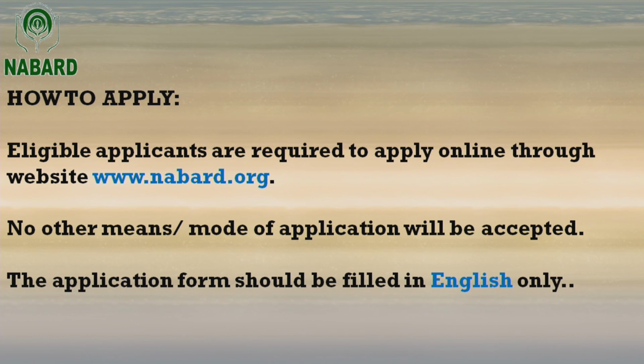The next PPT says how to apply. देखिए, अगर हम बात करते हैं कि हमें अप्लाई कैसे करना है तो फर्स्ट ऑफ ऑल गो थ्रू www.nabard.org. इफ यू आर अप्लाइंग दिस पर्टिकुलर पोस्ट तो आपको nabard.org जाना होगा, वहां पर आपको फॉर्म भरना होगा. नो अदर मीन्स और मोड ऑफ एप्लीकेशन विल बी एक्सेप्टेड. द एप्लीकेशन फॉर्म शुड बी फिल्ड इन इंग्लिश ओनली. तो ध्यान रखिए वे सभी स्टूडेंट जिन्हें अगर कोई प्रॉब्लम होती है फॉर्म भरने में तो वो अपने साथ किसी को लेकर जाएं ताकि वो उस फॉर्म को कंप्लीटली अच्छे तरीके से फिल कर सकें.